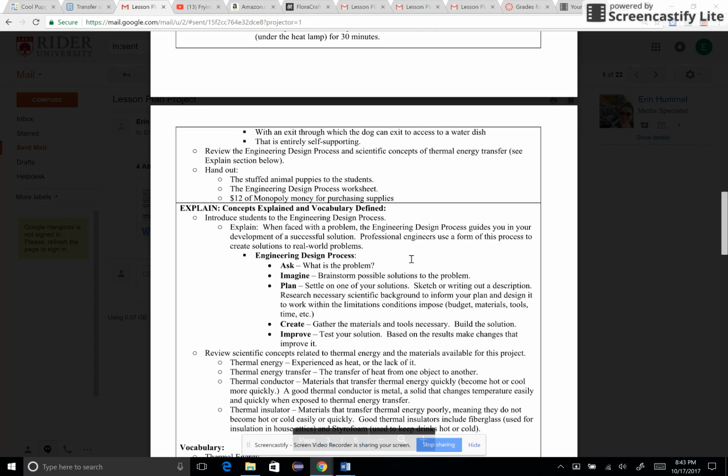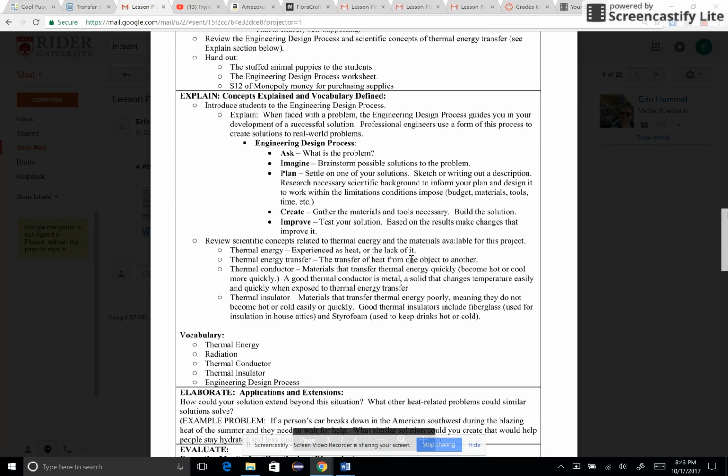I'm going to hand out to the students in their pairs: each of them will get a stuffed puppy animal that they'll be able to measure the dimensions of when they're planning their structure. I'm going to give each of them an engineering design process worksheet, and each of them will receive $12 of Monopoly money that they can use for purchasing supplies.